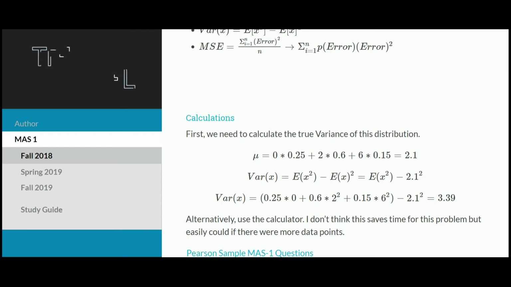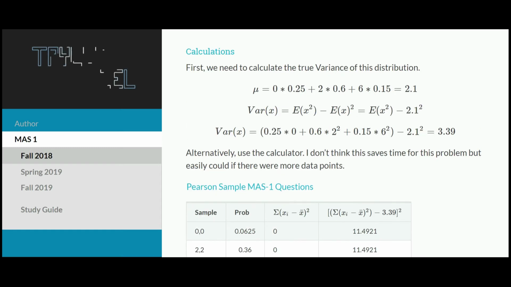Going into the problem, first we need to know what the true variance is. First we need the mean, which is just the probability weighted average. 25% of the time we see a 0, 60% of the time we see a 2, 15% of the time we see a 6. So that weighted average is 2.1.